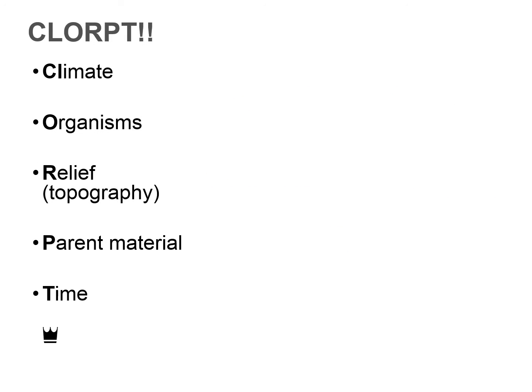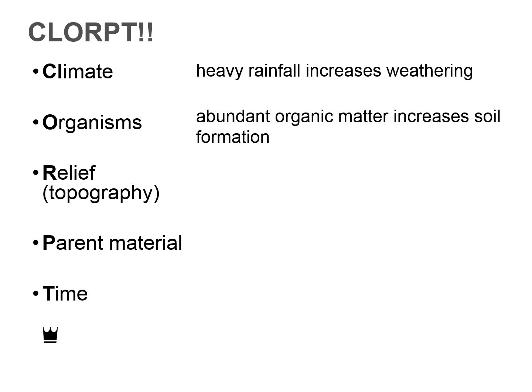Climate is a big factor in the formation of soil. An area that gets heavy rainfall will have much more weathering and form soil more quickly. Organisms also play a role. Abundant organic matter increases soil formation. Relief or topography also is a factor. In a hilly area, for example, there will be much more erosion and soil formation than in a flat place.